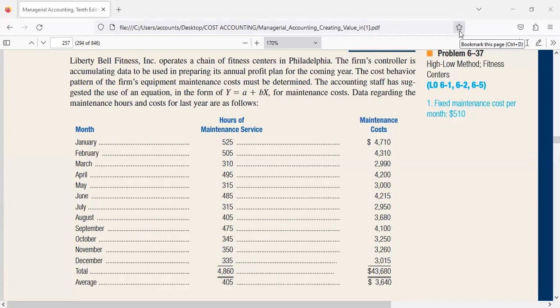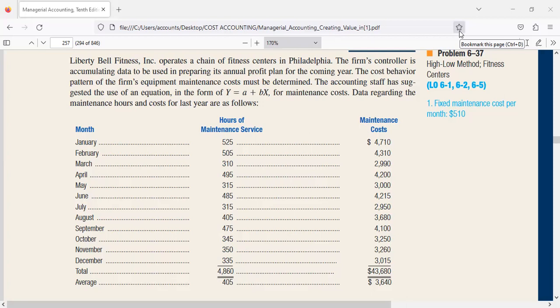The accounting staff has suggested the use of an equation in the form of y equal to a plus bx for maintenance costs. Data regarding the maintenance hours and the costs for last year are as follows.